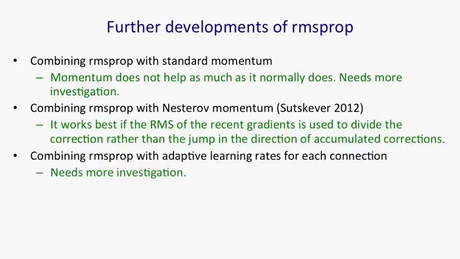Obviously, you could combine RMSprop with adaptive learning rates on each connection, which would make it much more like Rprop. That just needs a lot more investigation. I just don't know at present how helpful that will be.